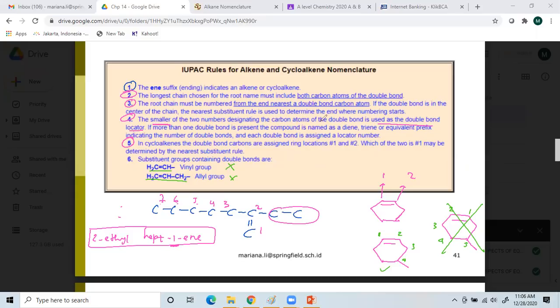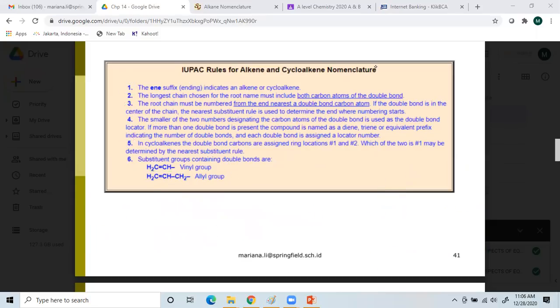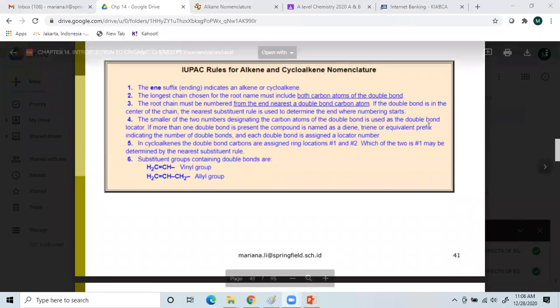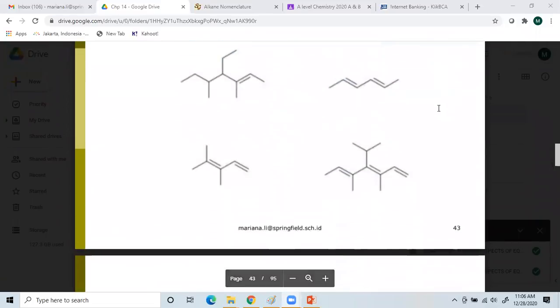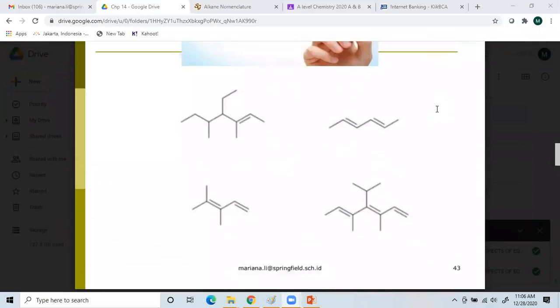So don't put it in your mind. You already understand how to give names for alkenes. So now let's see this example. Try to give a name for this.